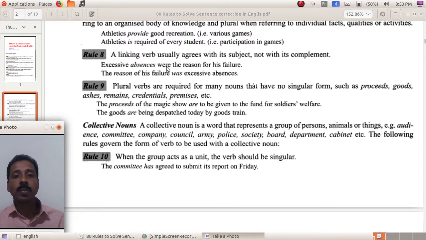Then plural verbs are required for many nouns that have no singular form, such as proceeds, goods, ashes, remains, credentials, premises, etc. What's the speciality of these words? There is no singular form. They are always used as plural forms. So plural verbs are to be used.